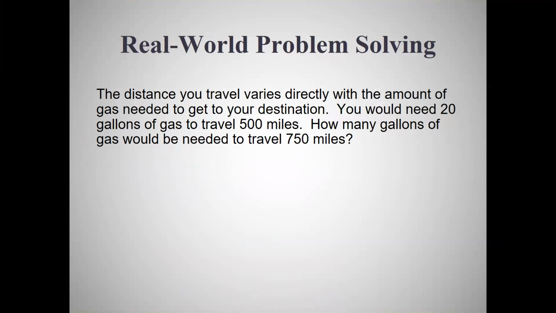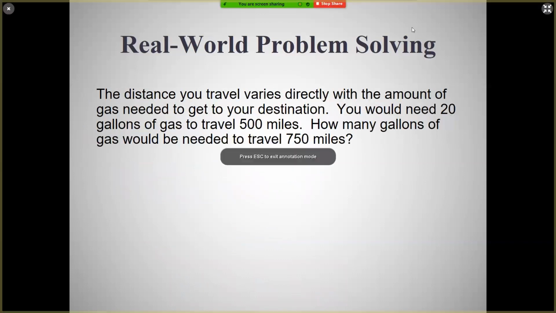Two more. There is a question exactly like this on your next test. So the distance you travel varies directly with the amount of gas needed to get to your destination. You would need 20 gallons of gas to travel 500 miles. How many gallons of gas would be needed if you were traveling 750 miles? See if you can set up a proportion.